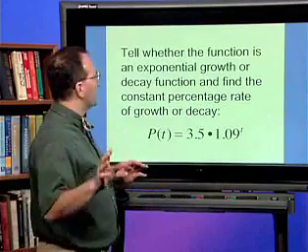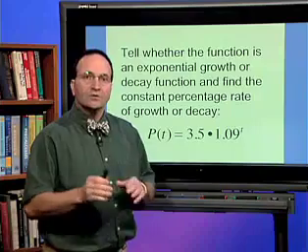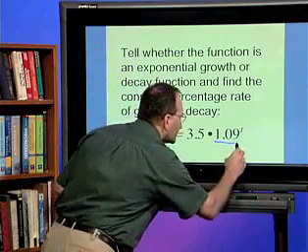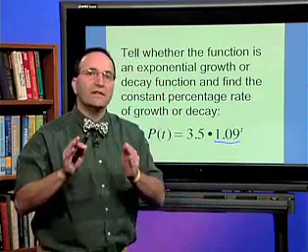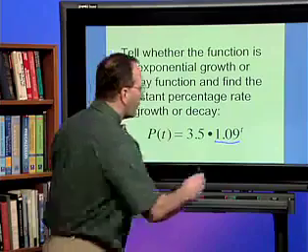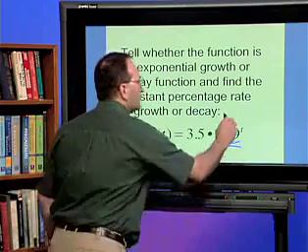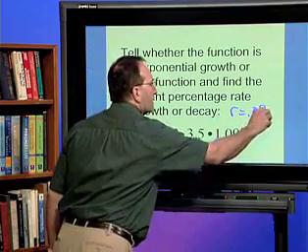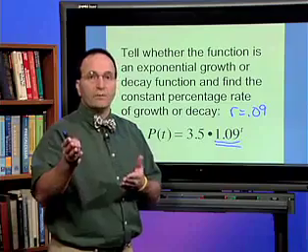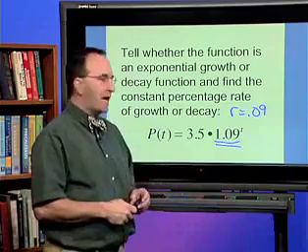Tell whether the function is an exponential growth or decay function and find the constant rate of growth or decay. All right, so what we need to look at then is the 1.09, because in the formula, that is our area where it's 1 plus R. So if 1 plus R is equal to 1.09, that means that R is equal to 9/100. Now, if R is 9/100, that means it's positive, so it's a growth function, and the growth rate would be 9%.